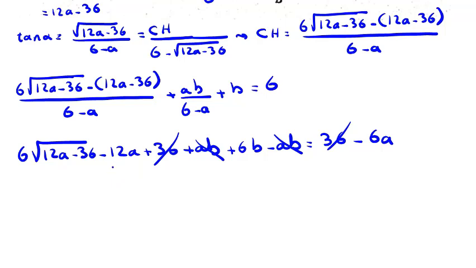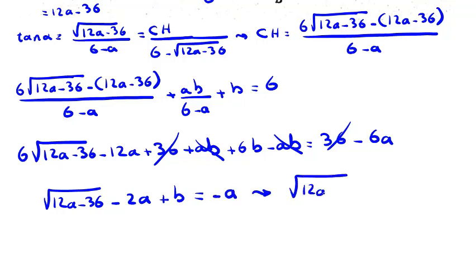So now we can divide both sides by 6. It will be 12a minus 36 minus 2a plus b equals negative a. So you can say 12a minus 36 equals 2a minus a, and b, take b to the right hand side, negative b. Okay, so we found this equality.